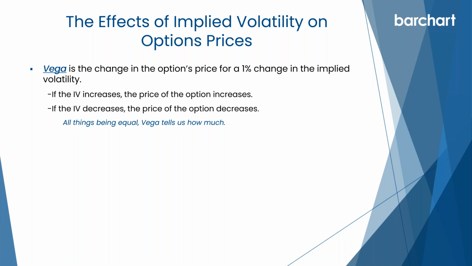So in other words, let's look here. It says if implied volatility increases, the price of the option will increase. And that is for both puts and calls, regardless of the direction. If implied volatility decreases, the price of options decreases. So there is a direct relationship between options prices and implied volatility. In other words, all things being equal, vega tells us how much our prices could change.